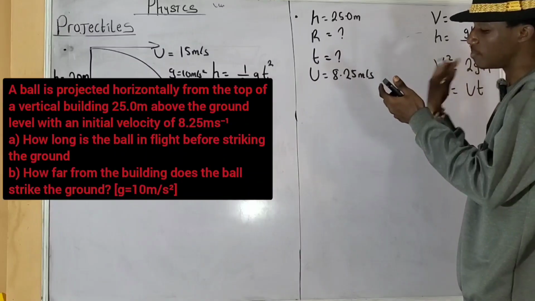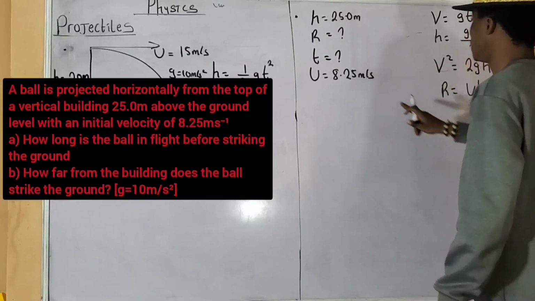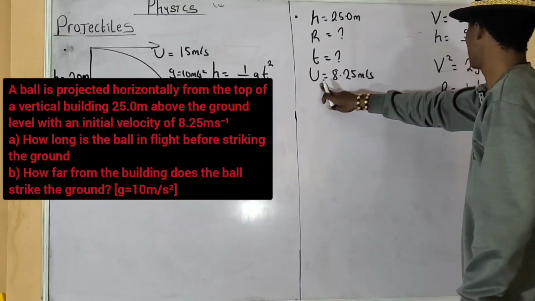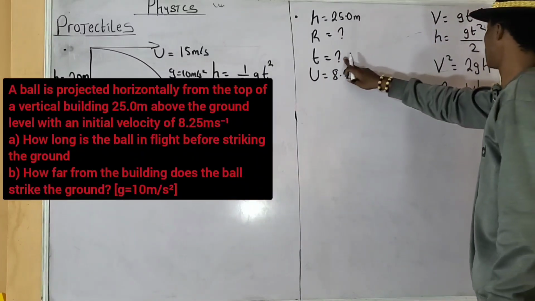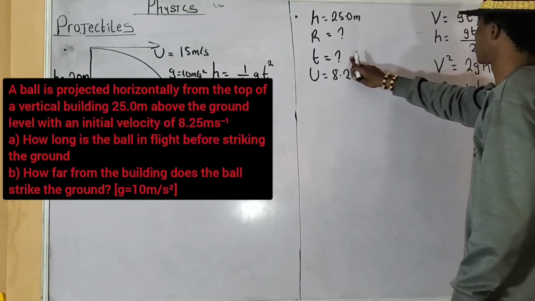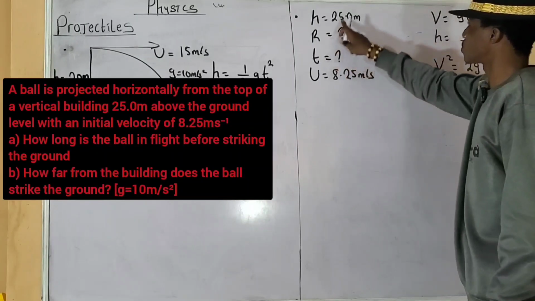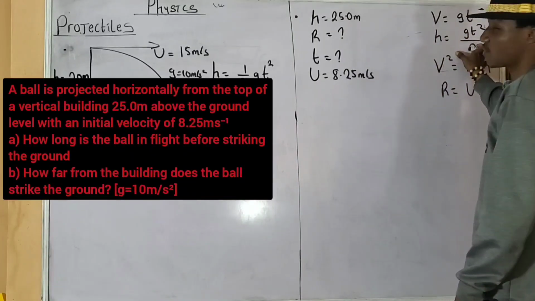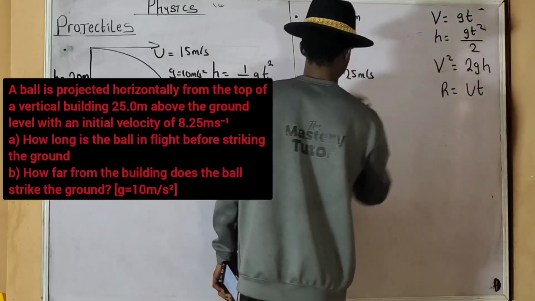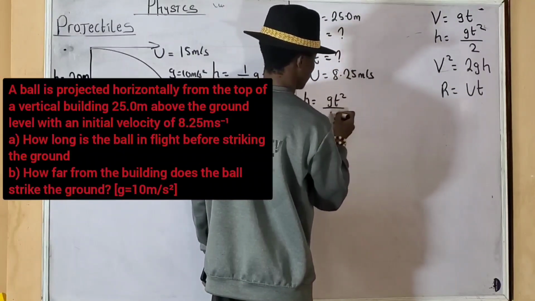how far from the building does the ball strike the ground? So if you want to calculate the range here, you have the initial velocity, but you don't know the time. If you want to calculate the time, which formula are you going to use? Since you are given that h equals 25.0, we can get the time from this formula. Are you following?